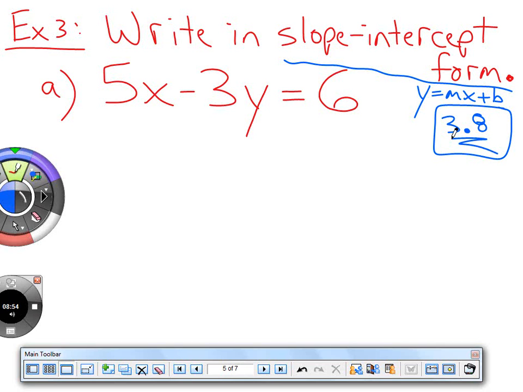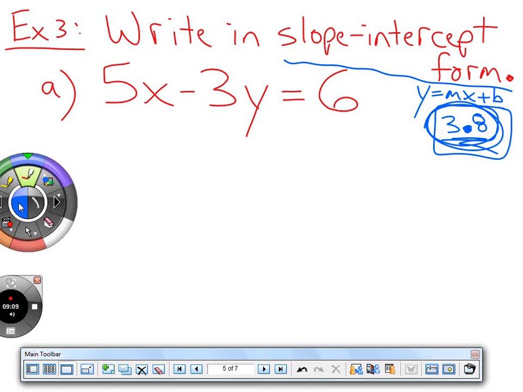And I think I even made a video of that. We were starting our videos then. So 3.8, solving for a particular variable. When we're trying to put it in slope-intercept form, we're trying to solve for y, because we want to get the y by itself. So we need to get rid of everything else. So we need to get rid of this. Right now we look and we see it doesn't have a sign on it, so it's positive. So we're going to subtract 5x from each side.